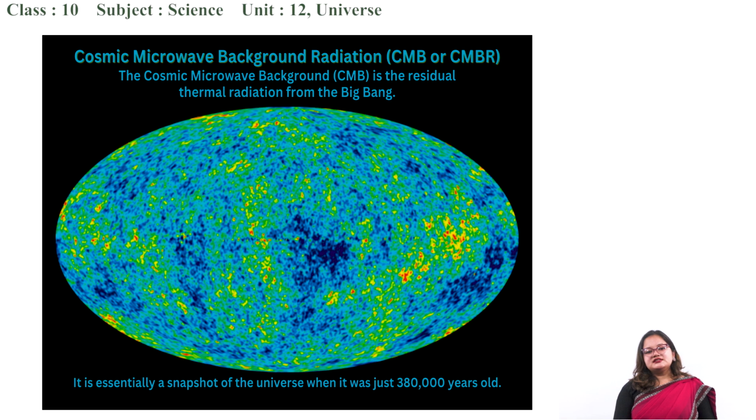So it can be seen in this diagram. Here you can see different colors. Some of them are green, red, yellow and blue. Well, these colors do not represent the colors of the radiation. Rather, they show the temperature differences in these areas. So, red is for very high temperature, whereas blue is for cooler ones. So, that is one very major evidence for the Big Bang theory.